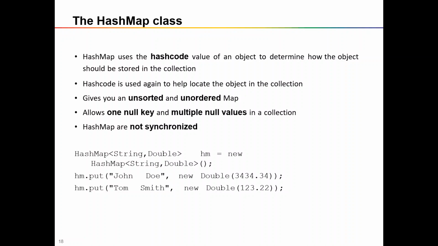And hash map is not synchronized, so whenever you want to use hash map in a multi-threaded scenario, ensure that you attach your own mechanism for ensuring synchronization. By default, hash map does not provide synchronization support.